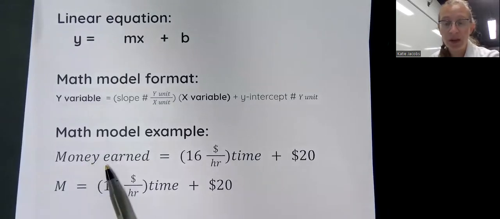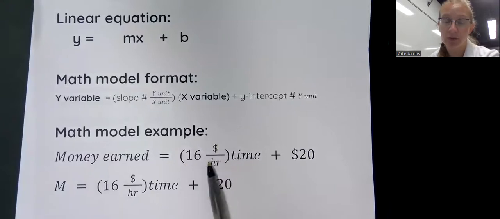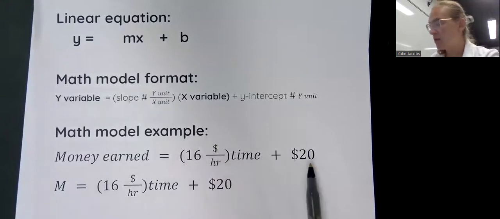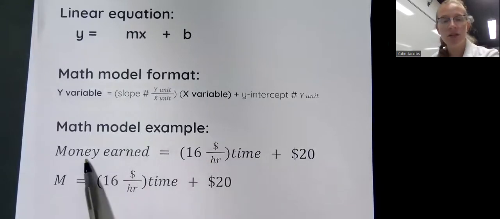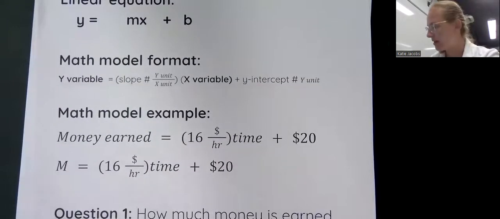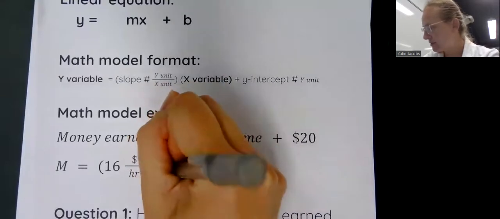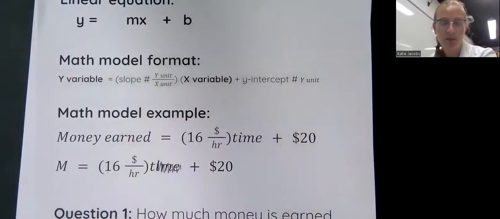Money earned would be the dependent variable. Time is the independent variable. The slope was $16 per hour, and the y-intercept was $20. This is it written in words. This is it written in symbols. Oh, actually, no, this would be symbols. This would be T for time and M for money earned.